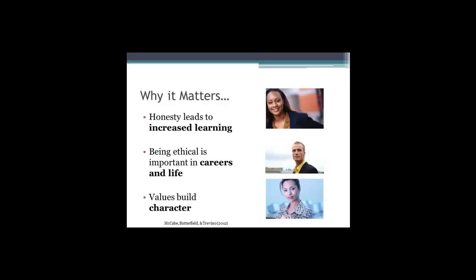Do you want to be known as someone who cheats, a cheater, or would you rather be known as a person who kind of stands on his or her own, and others can really know and trust what you have to say? I mean, personally, I think it's really important to be an honest, ethical person, and that matters a lot more than anyone's GPA.